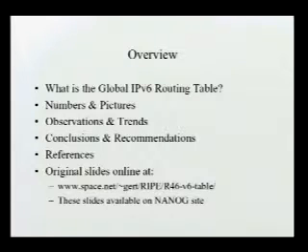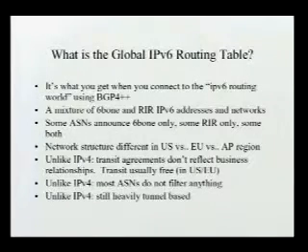Another version of these will be available on the NANOG site, but I doubt the quotes-laden version will be available. So what's the global v6 routing table? It's what you get when you connect to the internet with BGP 4++. And people are actually doing that. Actually, how many people in this room are doing v6? Ooh, more than last time.